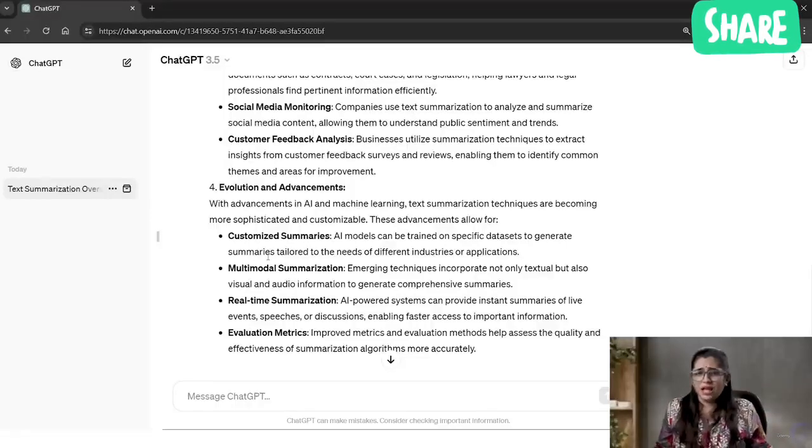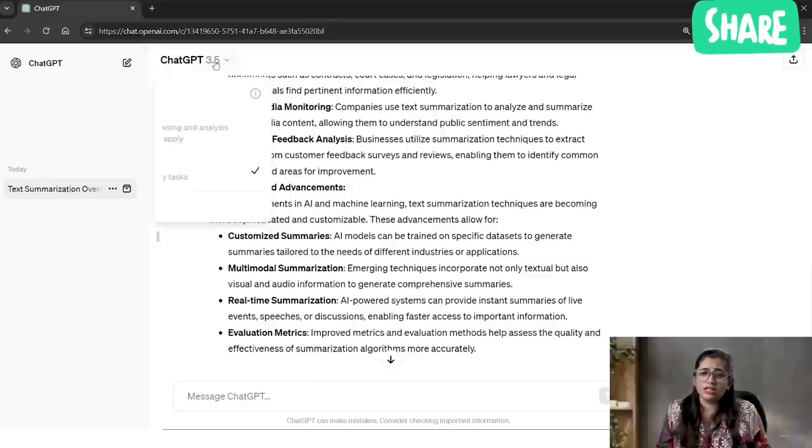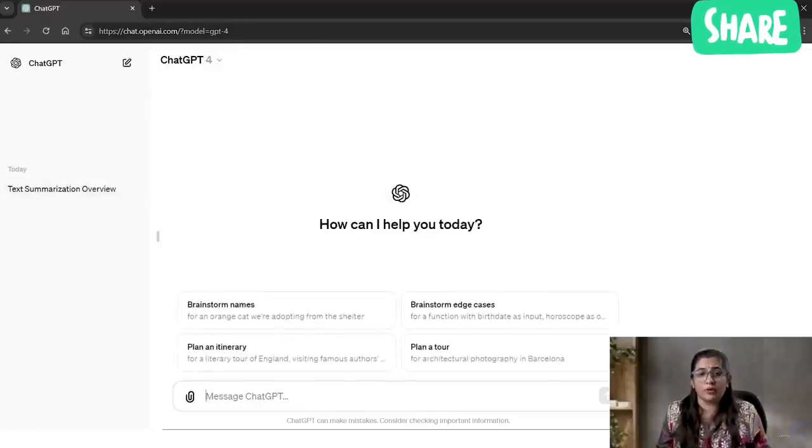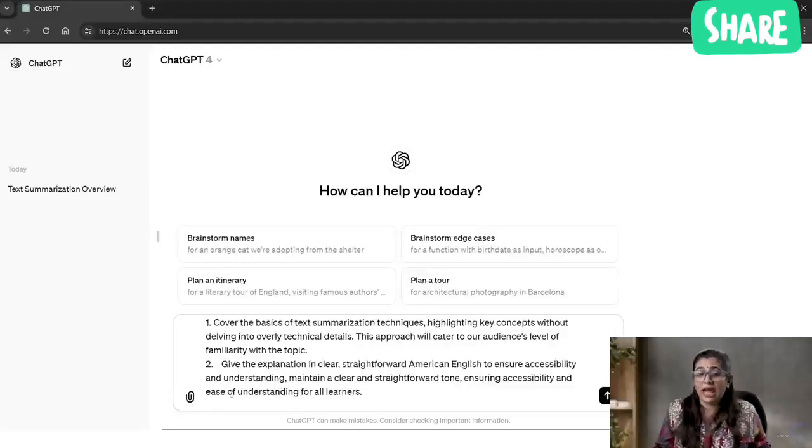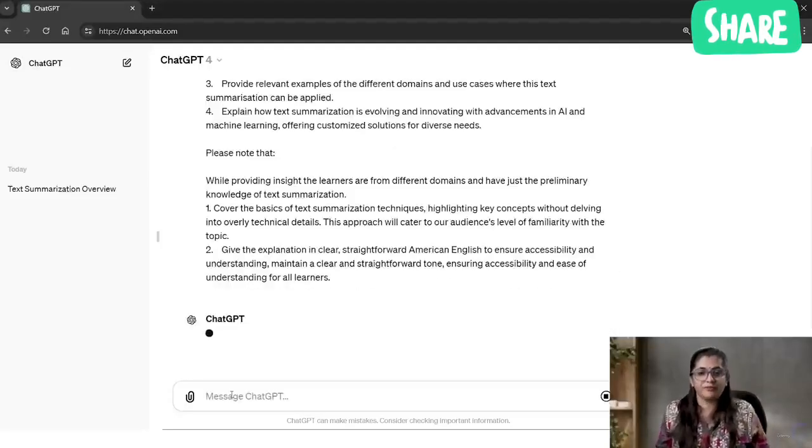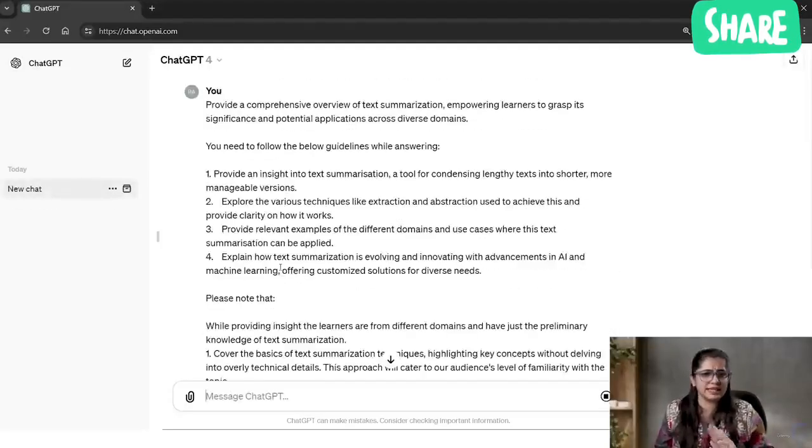Now, this was ChatGPT 3.5. Let's now see in ChatGPT 4. We create a new chat and give the same prompt to ChatGPT 4 also and see how it responds. What is the difference between 4 and 3? We have given the same prompt, not changed a single line here.